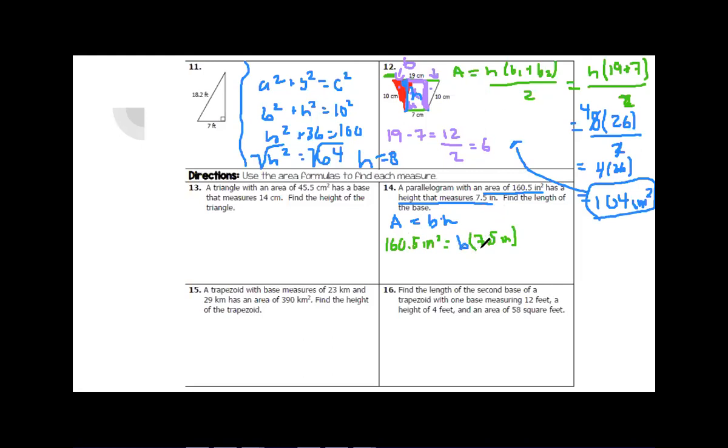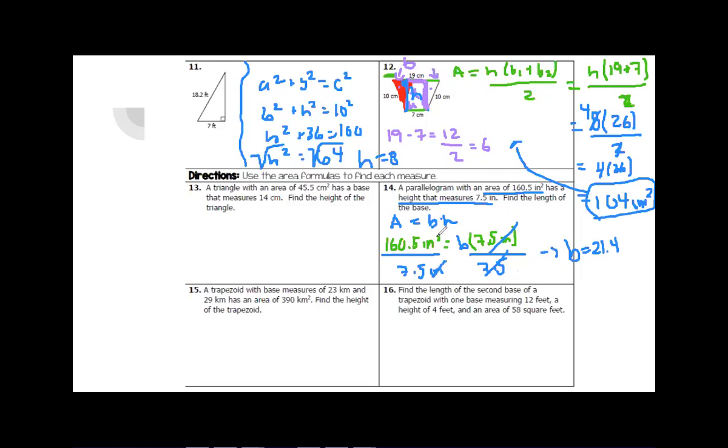So to find B, the first thing that I need to do is get B by itself. So I divide by 7.5 on both sides. That gives me 1B. These cancel out. 160.5 divided by 7.5 is 21.4. B is 21.4. Now, what do we do with the inches?